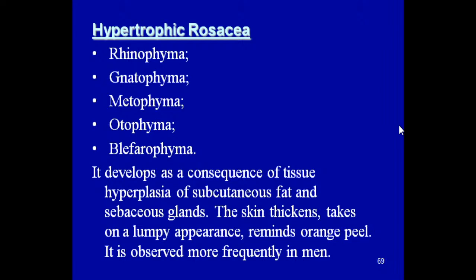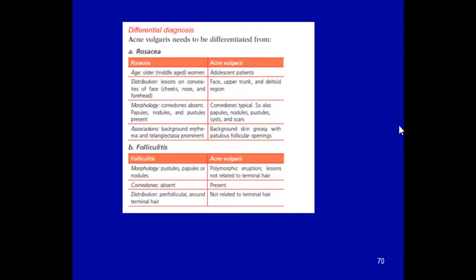Hypertrophic rosacea: rhinophyma, gnathophyma, metophyma, otophyma, blepharophyma. It develops as a consequence of tissue hyperplasia of the sebaceous gland and subcutaneous fat. The skin thickens and takes on a lumpy appearance, remaining orange-pale. It is observed more frequently in men. Differential diagnosis with acne and folliculitis.